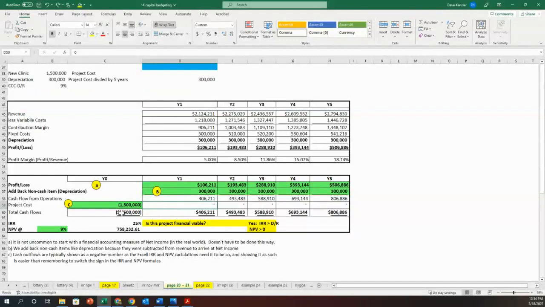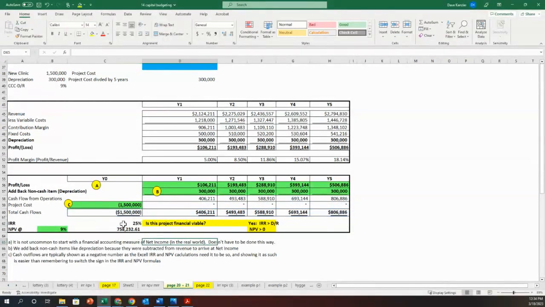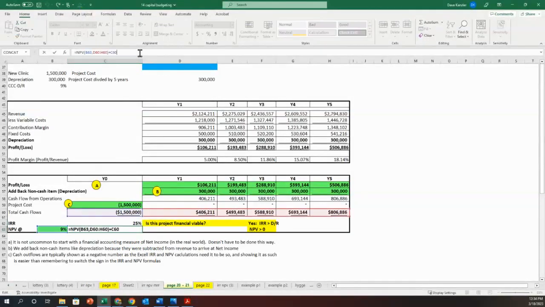Okay, so back on point. So we have our year zero, our 1, 2, 3, 4, and 5. So we'll do IRR first. So it's very simple. IRR, C60 to H60. So it takes into account the outflow, the inflows, pretty straightforward. It's 25%.